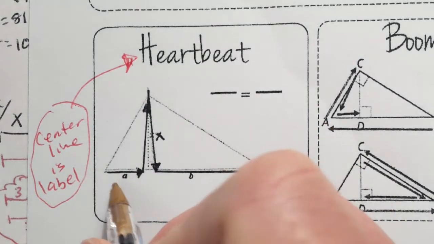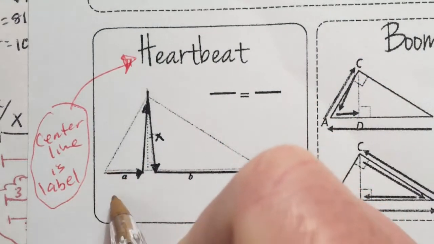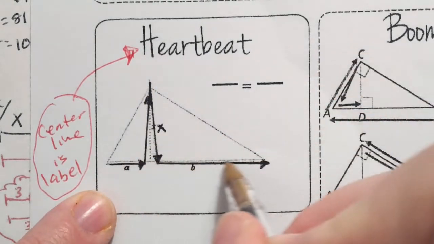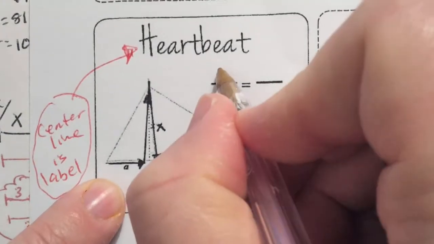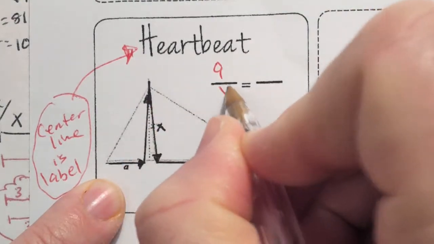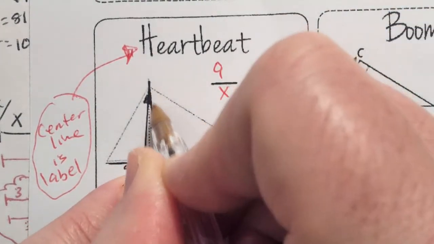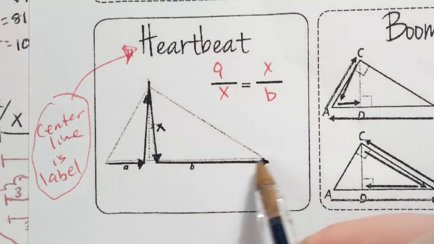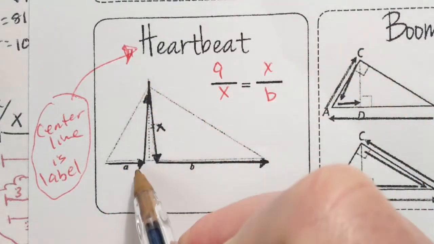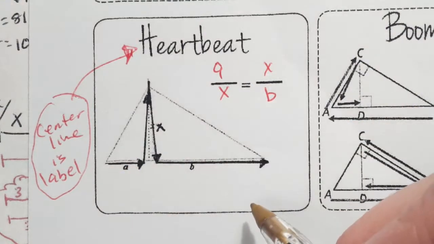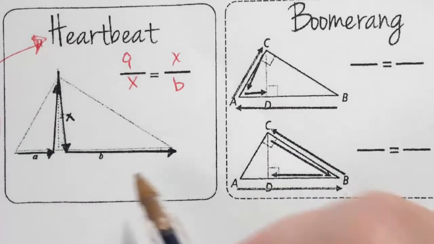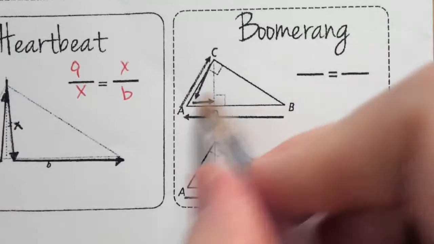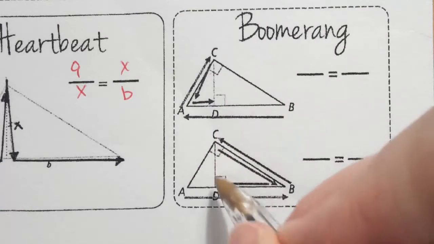Okay, so basically what we're saying is heartbeat. So, when you're at the heart monitor, so that's what's going on. So it'd be A over X equals X over B. Or you go backwards, B over X equals X over A. That's how you set those up. Okay, and then the other thing that could happen is boomerang. Now, here's the important part. So the center line is not labeled at all.